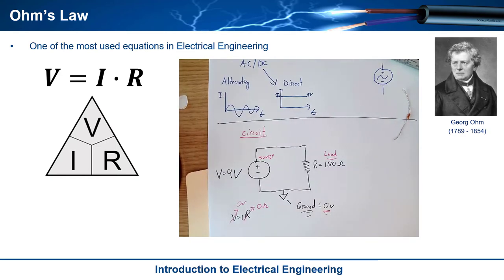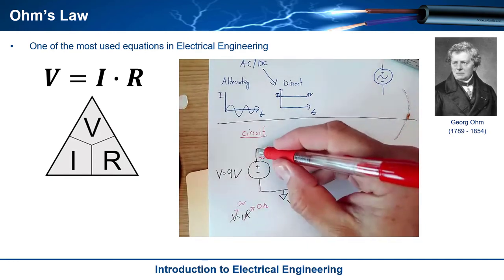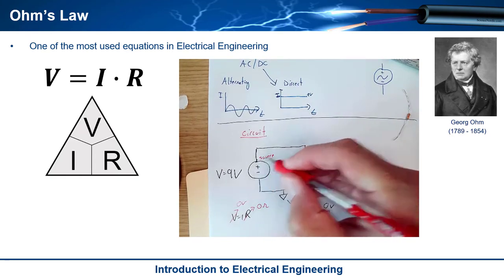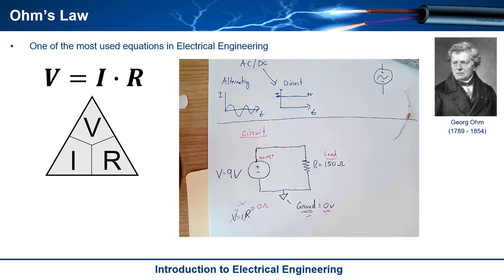Now, when I look at this, just by inspection, I notice that I have this line drawn from here to here. That means that this point is the same as that point. When you draw a circuit, this is another important concept.